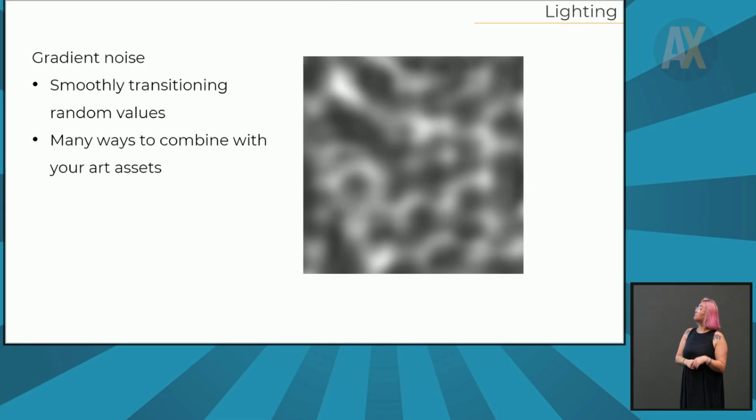There's one more technique I want to mention that I've used for lighting. It's how you can animate static images by using what's called a gradient noise texture. This is essentially just an image, a very blurry black and white image, which has random data in it, but with smooth transitions between the values.